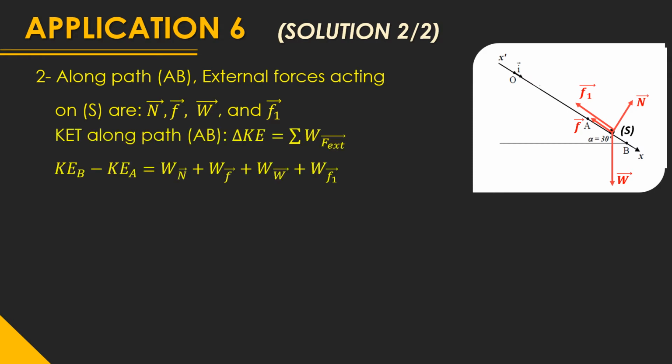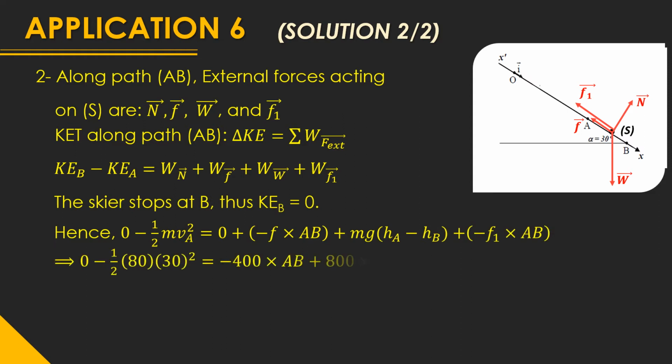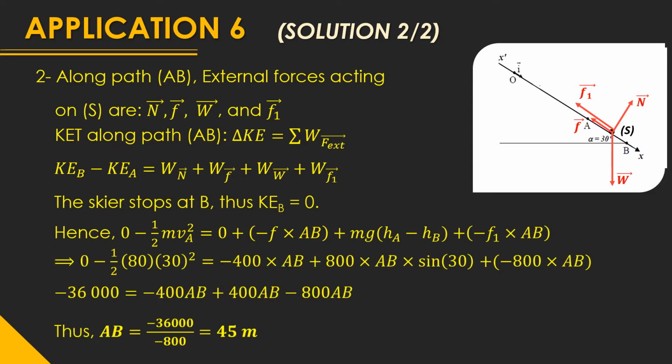Now, applying the kinetic energy theorem, delta K equals work. Delta is final minus initial, so we just replace this by KE at B minus KE at A, listing the forces and the work of these forces. Definitely, work of the normal is 0. We have an additional 0 here, which is the kinetic energy at B, because the skier stops at B, thus kinetic energy at B is 0. Hence, we can replace in the equation: 0 minus half m v_A squared equals 0 minus this.